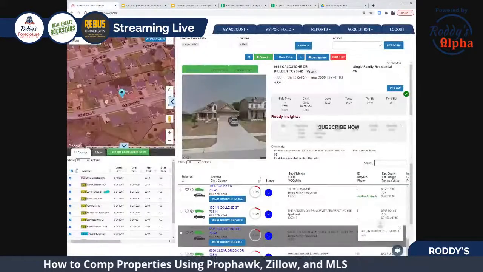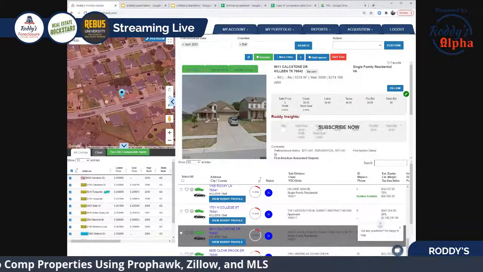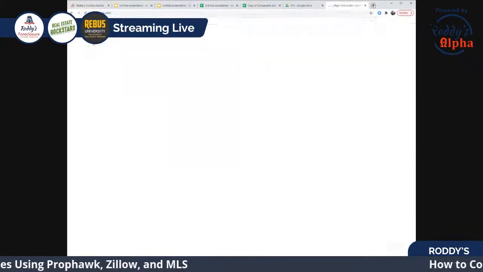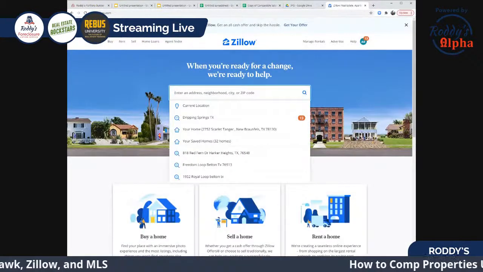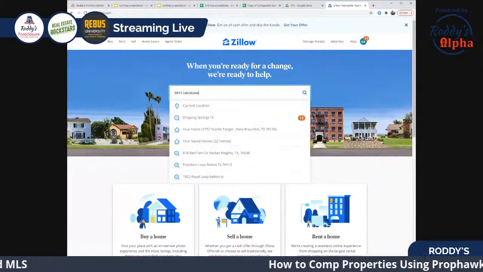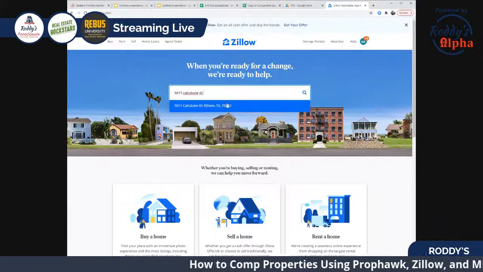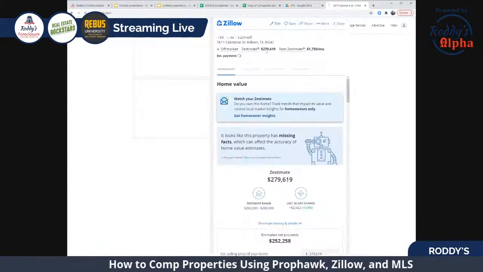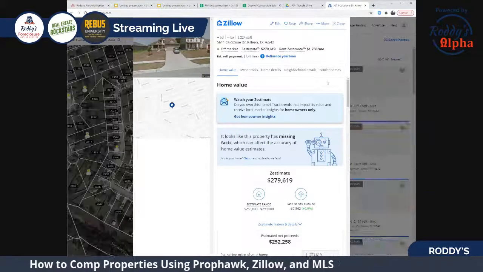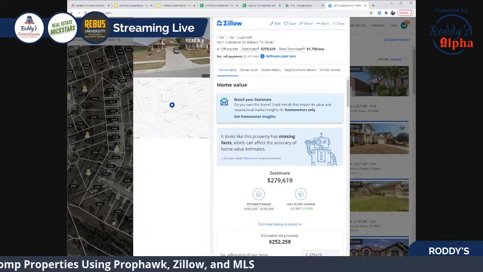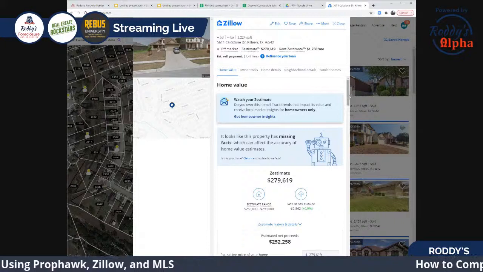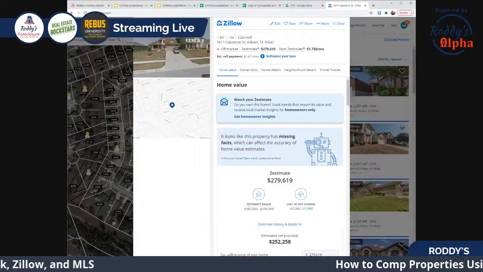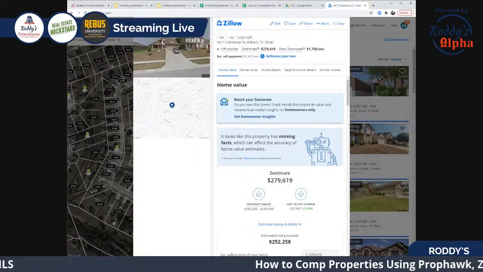So our quickest way, we're going to look at 5611 Calkstone Drive. So first example I'm going to use is how to comp using Zillow. So 5611 Calkstone Drive, Killeen. Zillow is free. Most places where we do our Roddy service, most places in the U.S., people can get comps using Zillow. It's pretty crazy that people used to be paying for this stuff all the time, and now there's kind of free access to it.